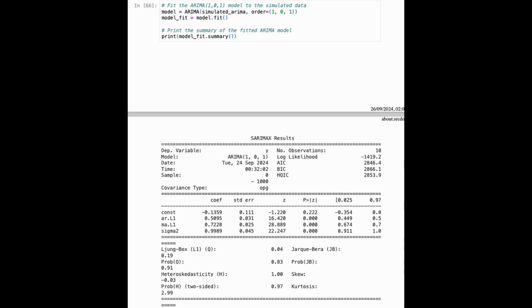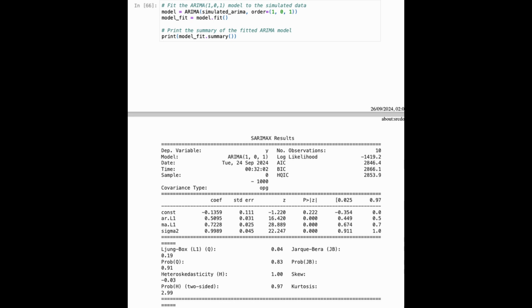The estimated variance of the residual error term is 0.99989, with a very small p-value, much smaller than 0.05, indicating that the model's residuals have a relatively stable variance.